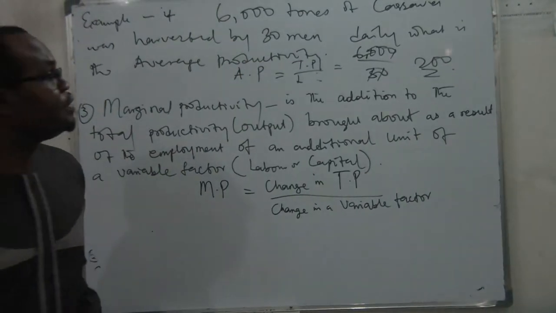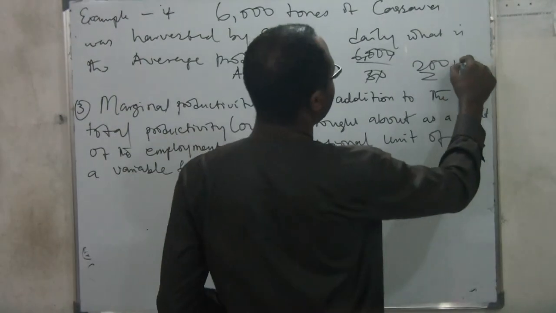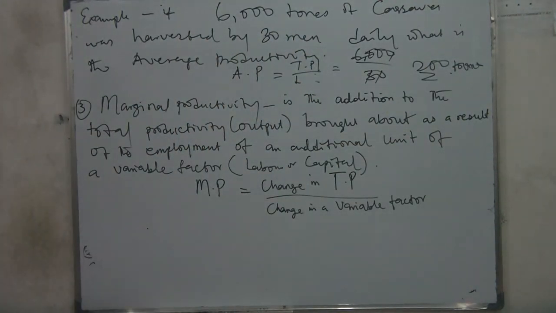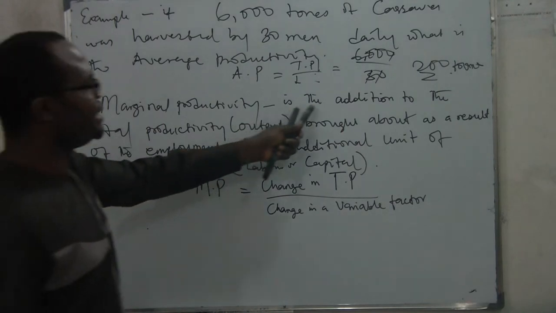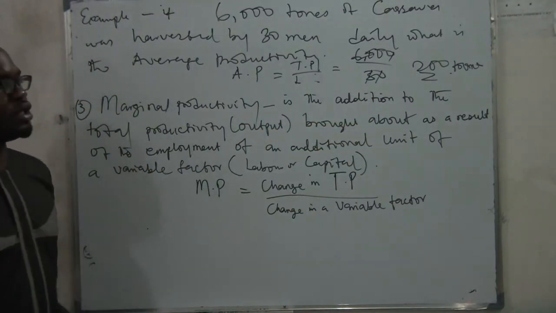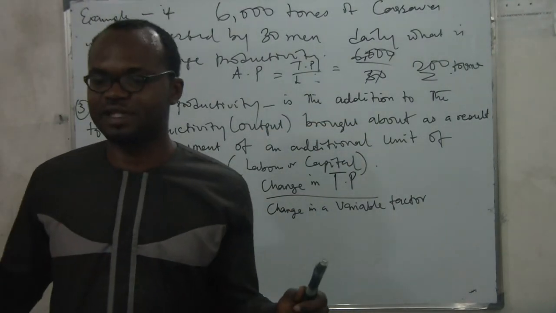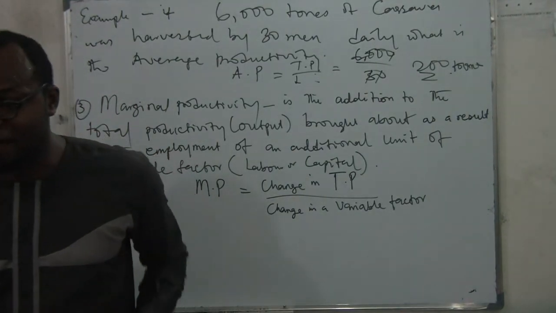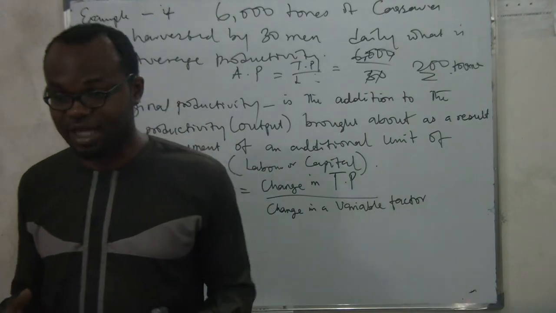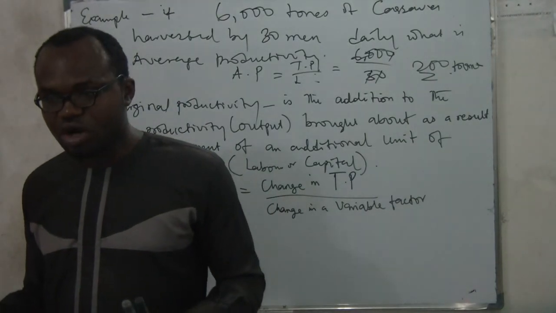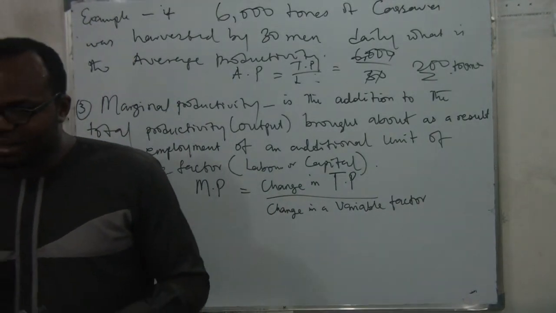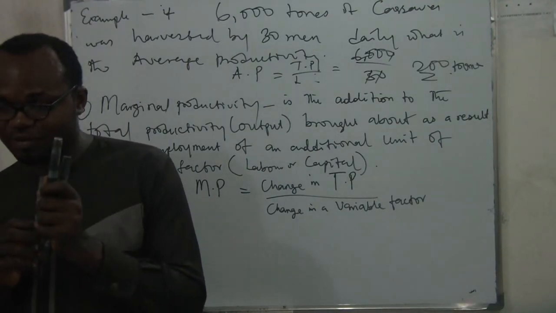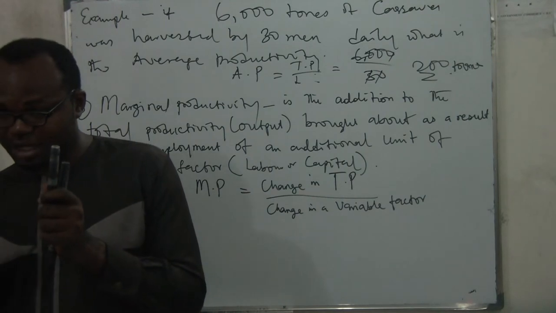200, isn't it? So the average productivity in a day is 200 tons, isn't it? Now, marginal productivity is the addition to the total productivity. When you have the total productivity, say 60,000, you understand? In a farm, you have 40 people producing 60,000 tons every day. All of a sudden, you add extra persons, like 2 people more. You see that it will no longer be 60,000 that you produce because of those extra 2 men you added.